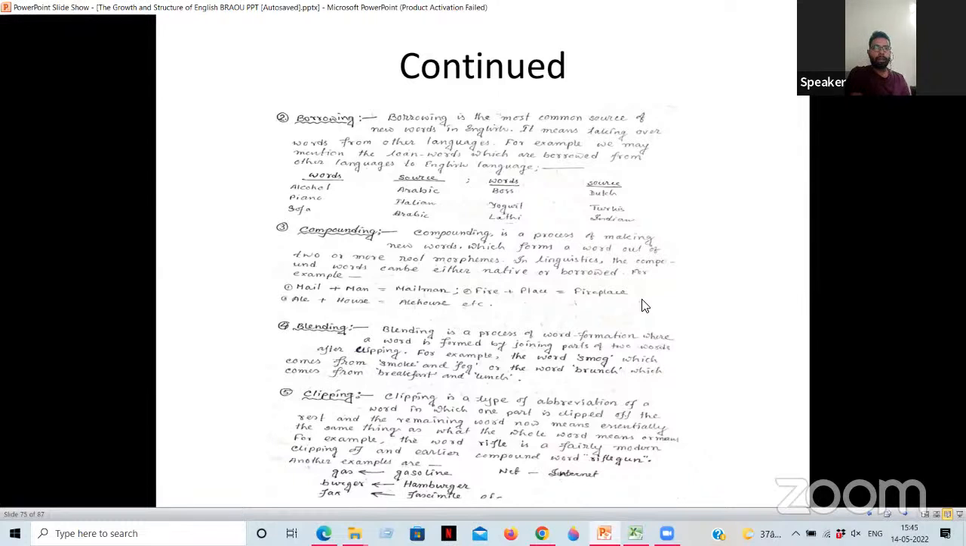Then the third way of creating or inventing new words is compounding. Compounding is a process when two common nouns or proper nouns are put together to make a single other word. That is what is called compounding. For example, see here, two different root or lexical morphemes are put together to make another word, like mail plus man. These are two separate individual words having their own meanings independently. But when you put them together, it becomes something else. Mailman, fireplace, ale house. All these words are called compounding. Okay, putting together.